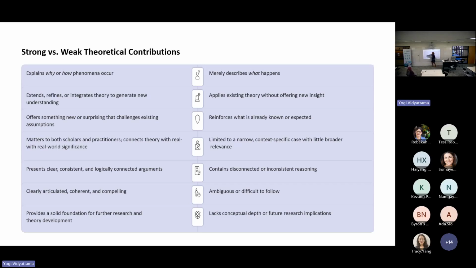It matters to both scholars and practitioners, especially for our journal. It connects theory with real-world significance, versus being limited to a narrow, very context-specific setting with little broader relevance. It presents a clear, consistent, and logically connected argument, versus containing disconnected reasoning, and we talked a little bit about that. It's clearly articulated, so the communicability is pretty good. It's not difficult to follow or to read. The storyline flows. It provides a solid foundation for further research and application, rather than lacking conceptual depth or any future implication moving forward.